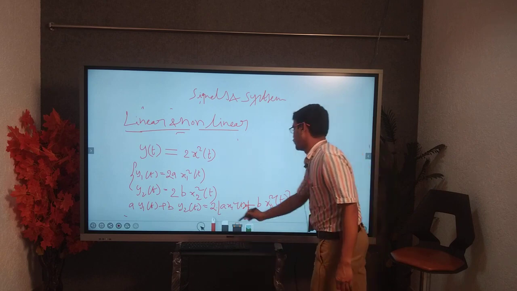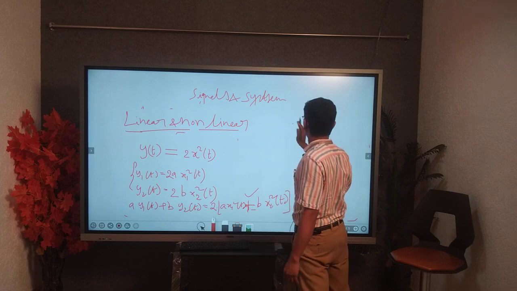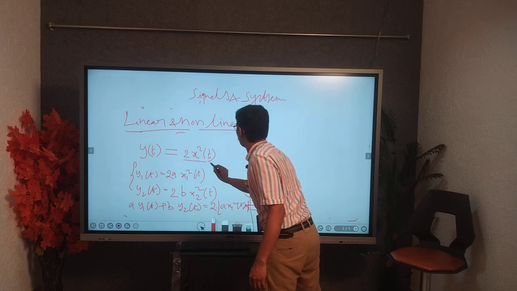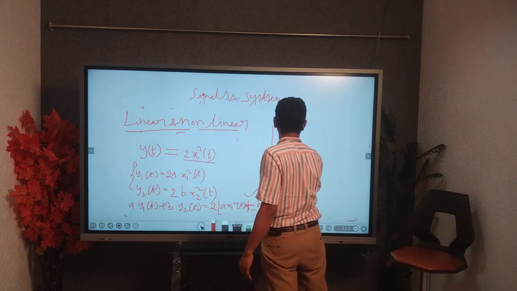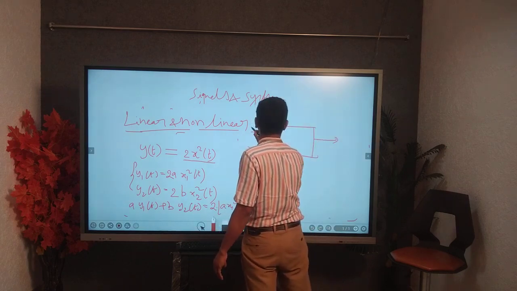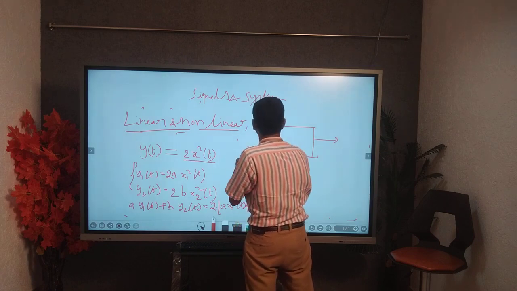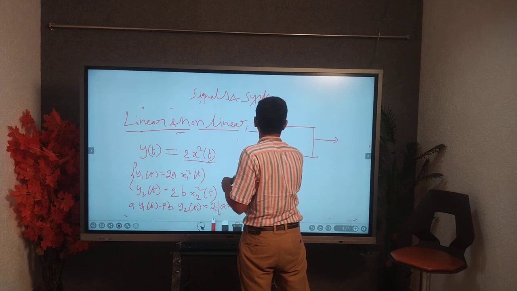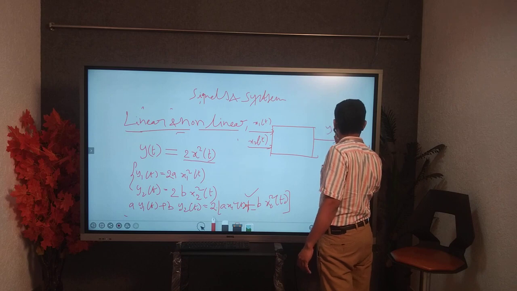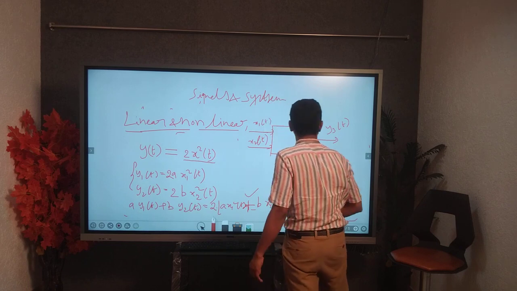And 2 into a x1 of t plus b x2 square of t is the individual response, and the total response is the output 2 into x square of t. That means when two signals x1 of t and x2 of t are applied at a time, the output is y3 of t, which can be taken as 2 into the square of something.